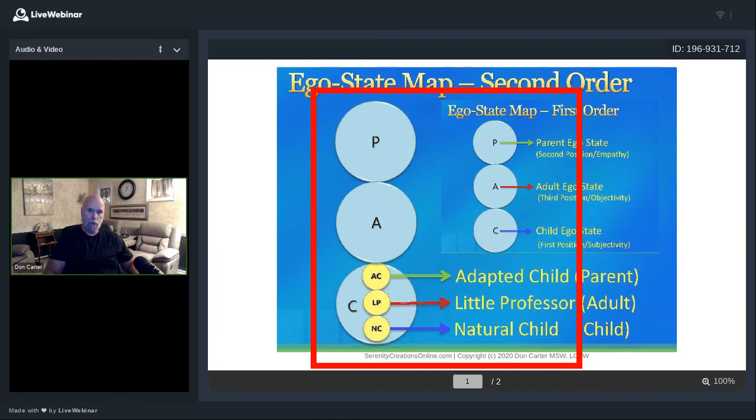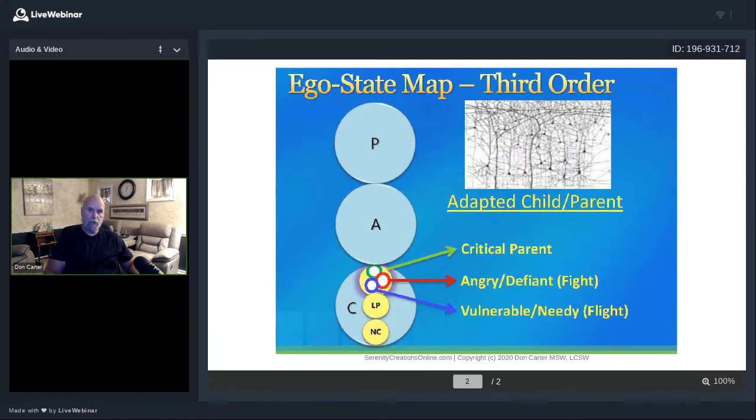Okay, so the third order ego state map has the parent, adult, child, and then a parent, adult, child in the child, and then in that adapted parent part of the personality in the child, there are three other ego state maps, metaphorically speaking. There is the critical parent, the angry, defiant child, and the vulnerable, needy child. The angry, defiant child is the one that will dig its heels in and be defiant, or it'll throw temper tantrums and be angry. That's the fight mode that we'll talk about later.